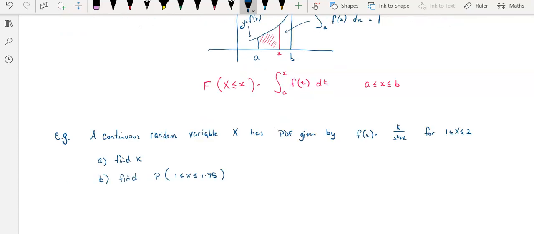Here's an example. A continuous random variable X has a probability density function given by f(x) equals k over x squared plus x, for x between 1 and 2. What that means is that the integral between 1 and 2 of this function, k over x squared plus x, is going to be equal to 1. So I've got to find the value of k that solves this.